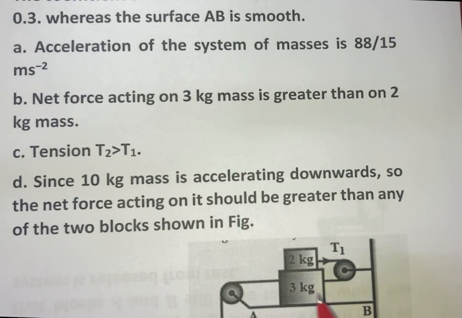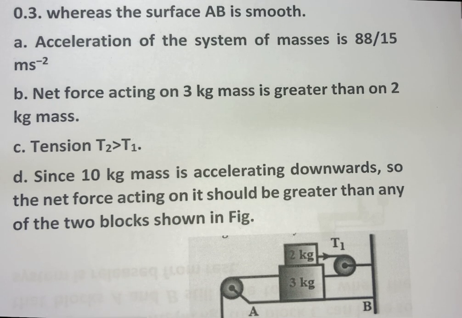So this is the figure. We have 2 kg and 3 kg block. The coefficient of friction between 2 and 3 is given as 0.3, and AB is a smooth surface, and there is another block of 10 kg which is connected with the 3 kg. So first of all, let's draw the free body diagram for all of them and solve the relative equations.